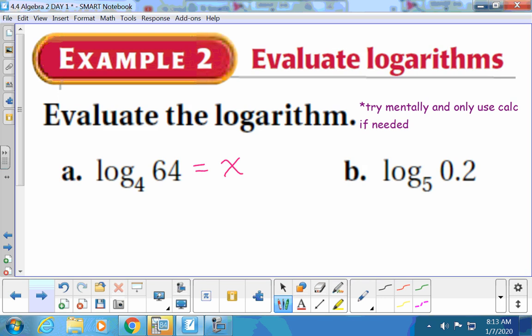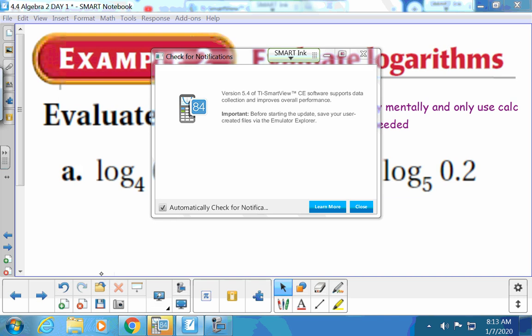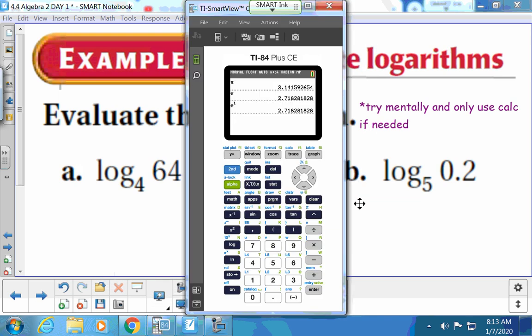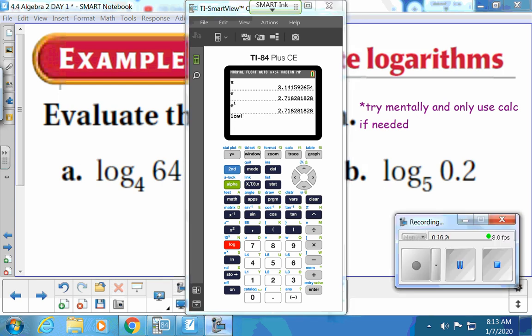Now I have a little note here. Try to do them mentally. Use your calculator if needed. Honestly, I'll show you right now. There is a logarithm button in your calculator. I'm going to show it to you. It's right about here. You hit log. Uh-oh, mine doesn't have the new software. Let me pause my video real quick.